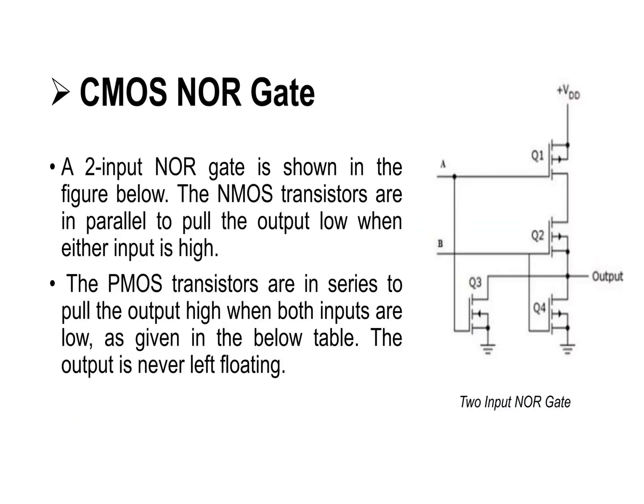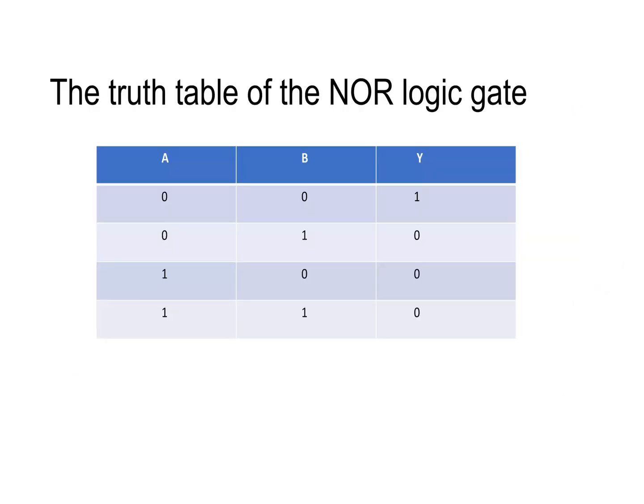CMOS NOR gate. The diagram represents a 2-input NOR gate where the NMOS transistors are connected in parallel to pull the output low when either input is high, and the PMOS transistors are connected in series to pull the output high when both inputs are low, as given in the following table. So this represents the truth table of a NOR logic gate.